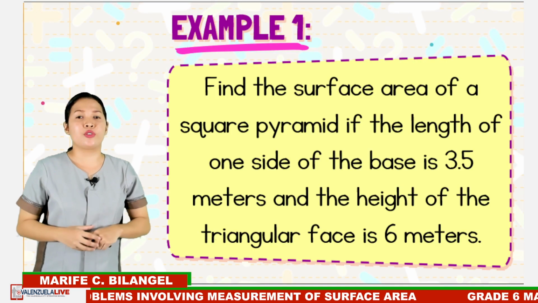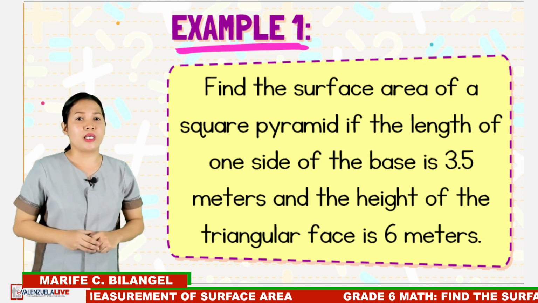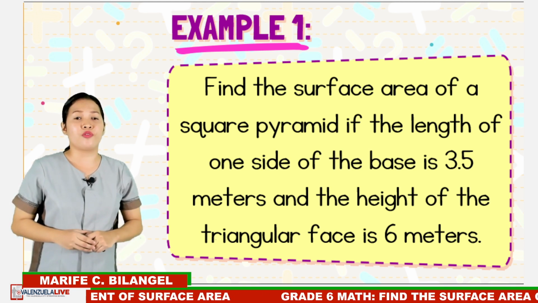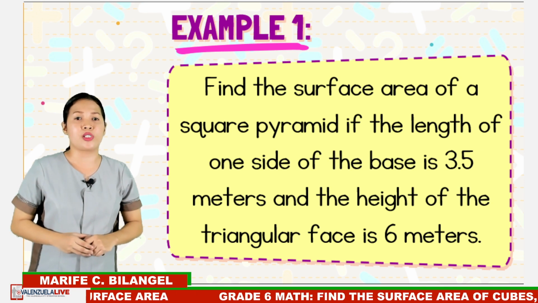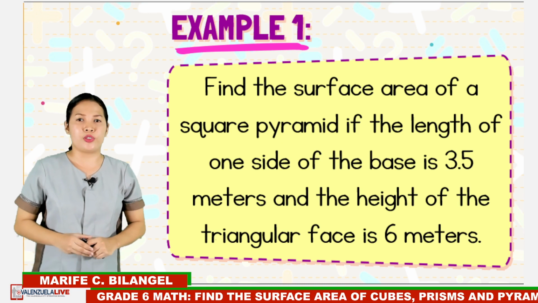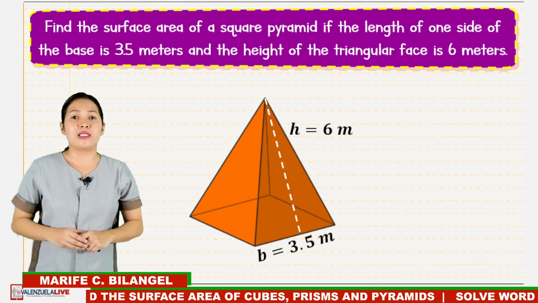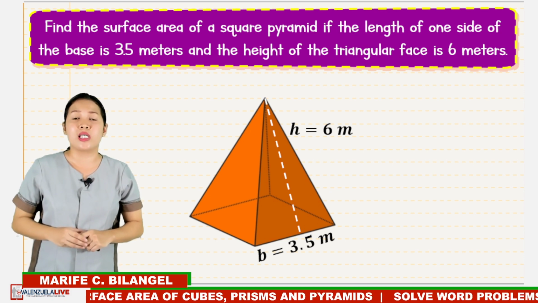Let's have another example. Find the surface area of a square pyramid if the length of one side of the base is 3.5 meters and the height of the triangular face is 6 meters. To find the surface area of the square pyramid, let us illustrate it first using its net.